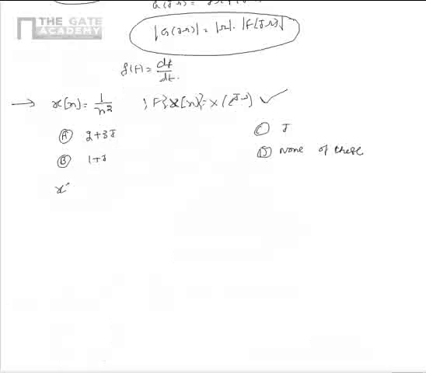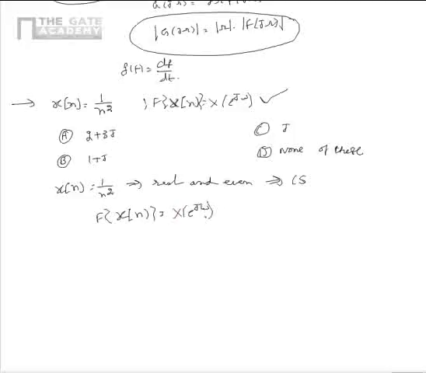We see that x of n is equal to 1 by n square is real and even. From this we can say that x of n is conjugate symmetric. We know that if x of n is conjugate symmetric, the Fourier transform of x of n, which is X of e power j omega, is real. So X of e power j omega is real for every omega. So from this we can say that A, B and C are not the possible options as they are imaginary numbers. From this we see that option D is the correct answer.